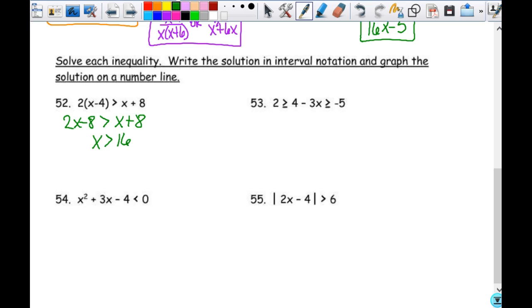So since x is greater than 16, let's write it in interval notation and graph the solution. So here's my number line. It's greater than 16. Oops. That would be an open circle. Open circle here at 16. And my arrow goes this way. And then my interval notation would be 16 to infinity. Okay, so solve, interval, number line.